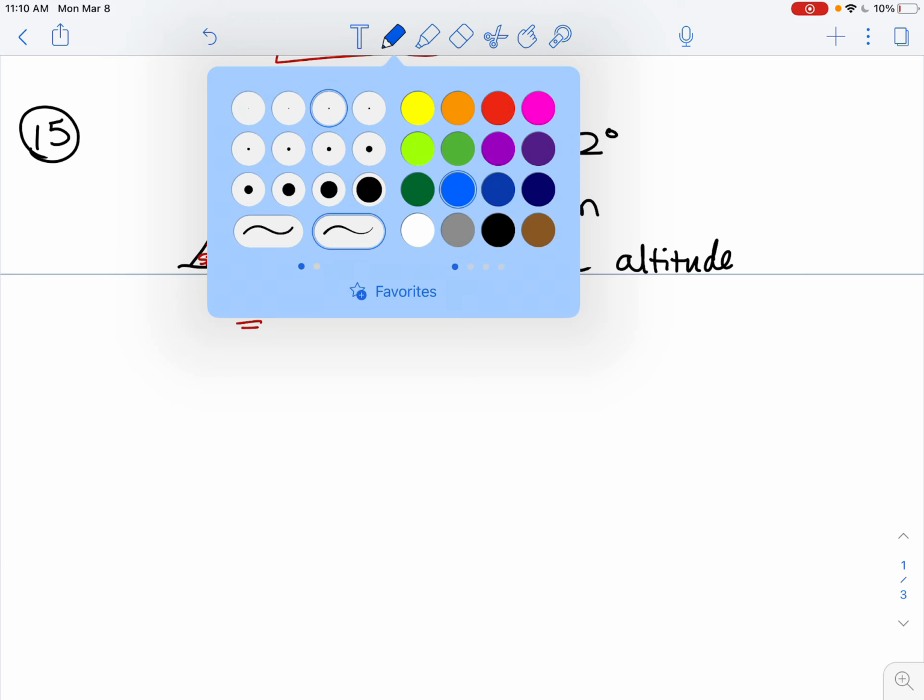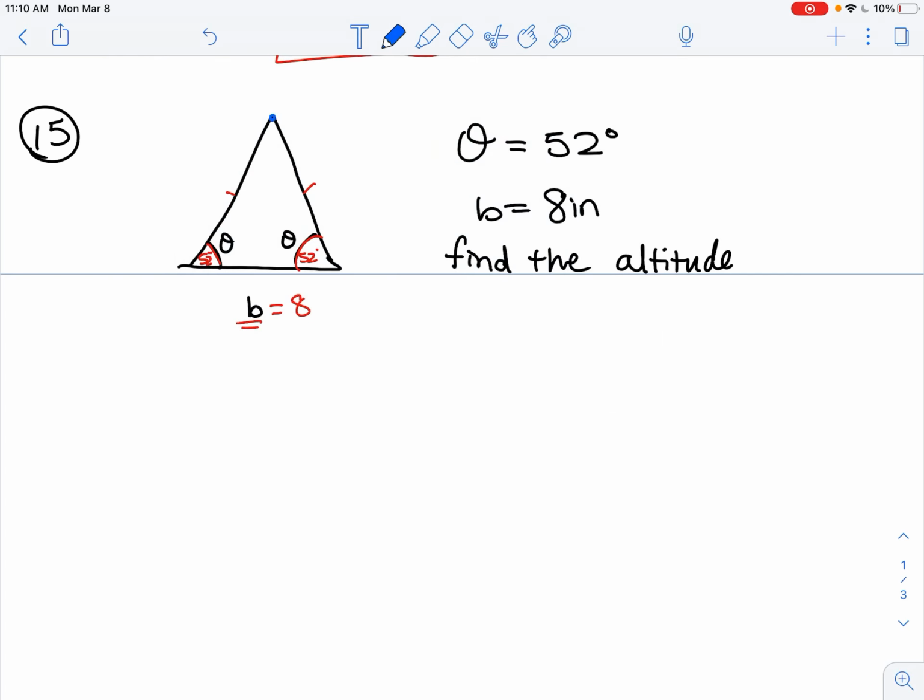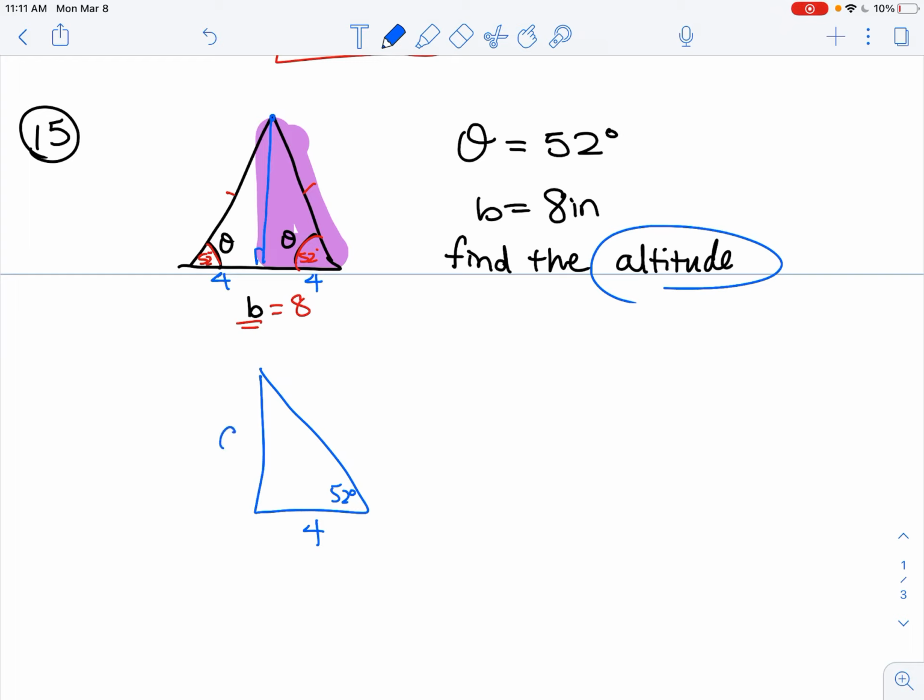It says find the altitude, which altitude is, remember, from the vertex down to exactly half of the base. So if I split up the base into 2 equal parts, because it's an isosceles triangle, I know this would be 4 and 4. So really what I'm going to do is just look at this part of the triangle. So I know this is 52, this is 4, and I'm looking for the altitude, so I'll call this side A. So here we go. We're going to label this from here. This is the opposite side. Here's the adjacent side, and we're given the angle.